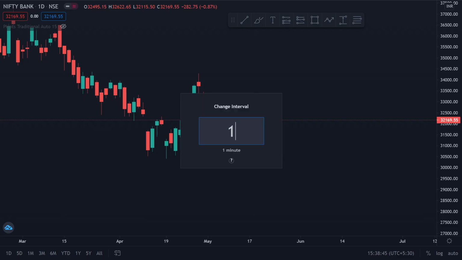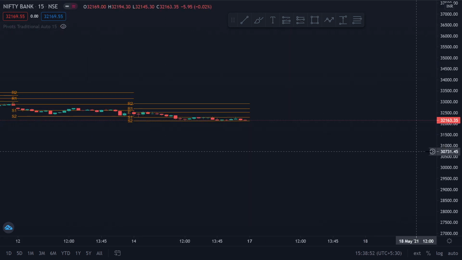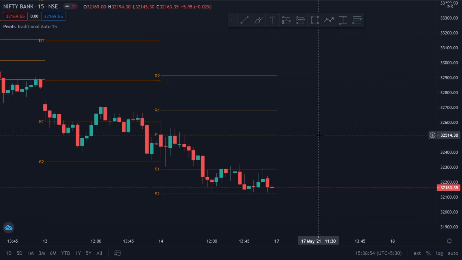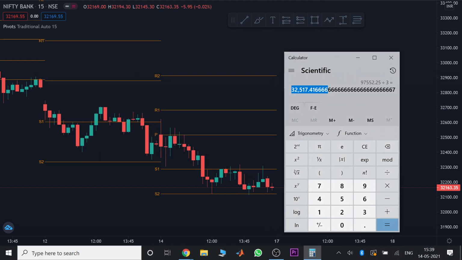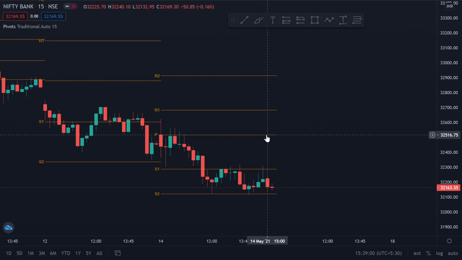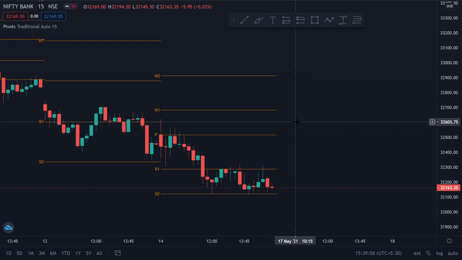So if I go on the lower time frames and activate this, you can see that this point P is formed at 32,517.4. We got this figure, and that is exactly where this point is, on the right. If you see, it is at 32,517. So this is how the pivot points are calculated.